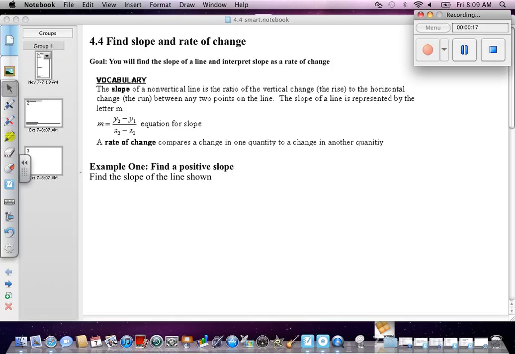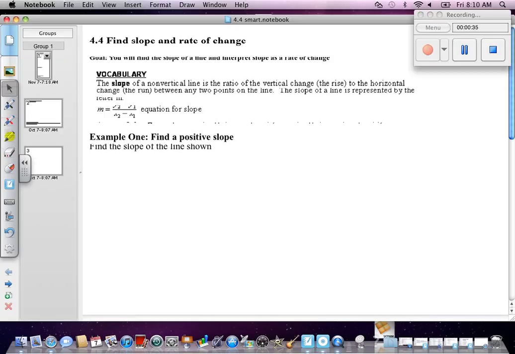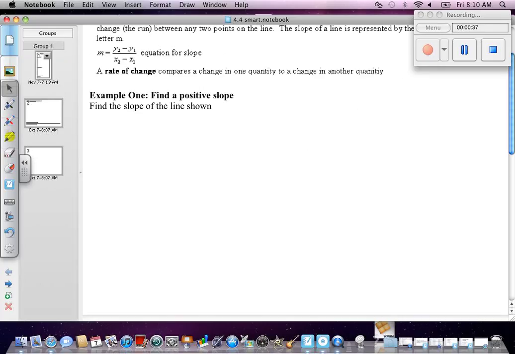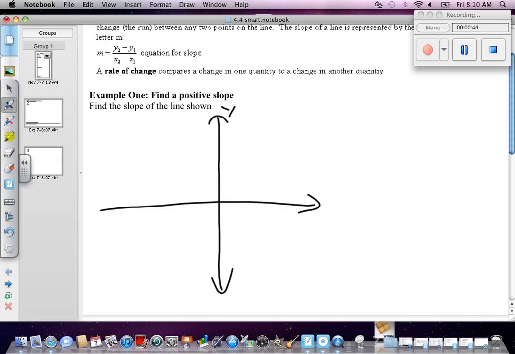The slope of a line is represented by the letter M, where y2 minus y1 over x2 minus x1 is the equation for slope. A rate of change compares a change in one quantity to a change in the other. Okay? So we're going to look at this graph that we have for example 1. So we see we've got the y-axis, we've got the x-axis. You guys all have this on your paper.